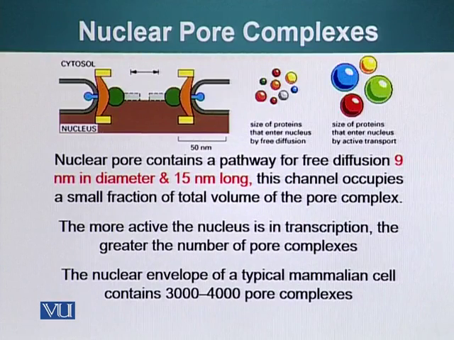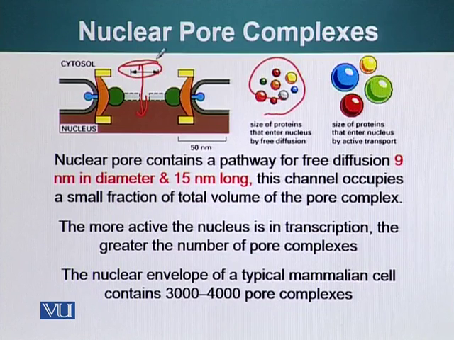The nuclear pore contains a pathway for free diffusion 9 nanometers in diameter, and it is about 15 nanometers long. So the diameter is about 9 nanometers and the length is about 15 nanometers, as we can see in this diagram. Small proteins or small particles can freely diffuse, whereas larger molecules have to be actively transported, which means that energy has to be spent to bring them in.